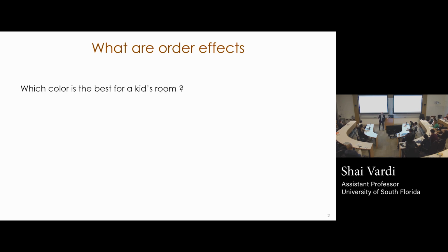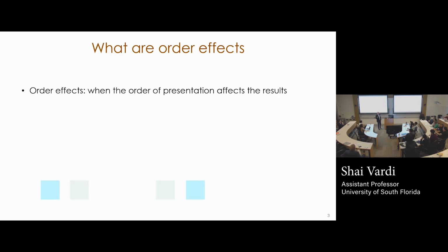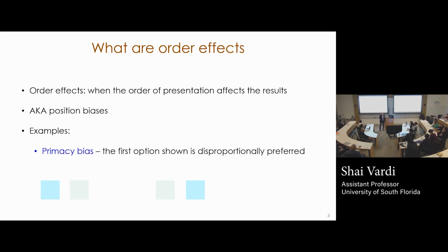Okay, now forget about this. Let me ask you a completely different question. Which color is the best for a kid's room? Is it sky blue or aqua mist? Theoretically the answer you give should not depend on the order, but if it does depend on the order in which they're presented, this is an example of order effects. They're also called position biases.